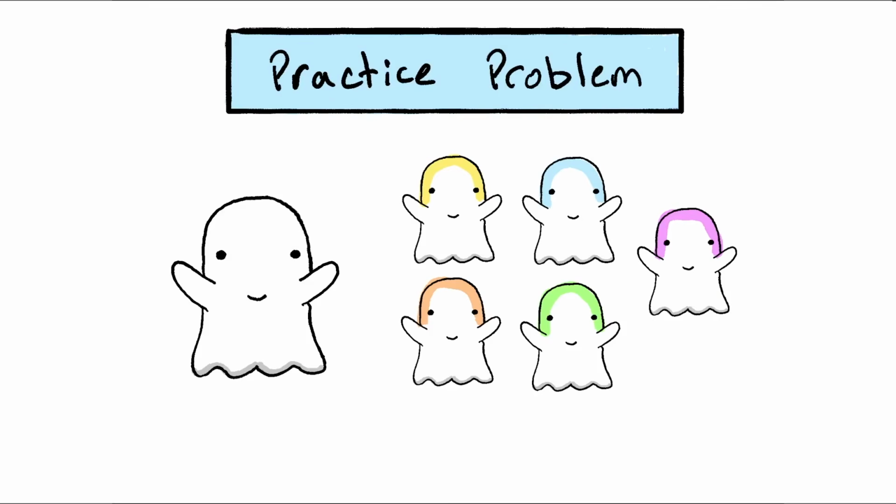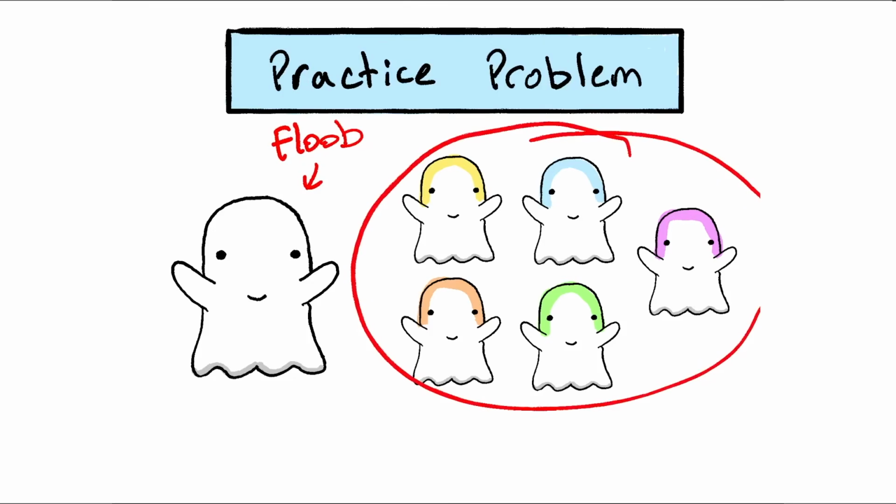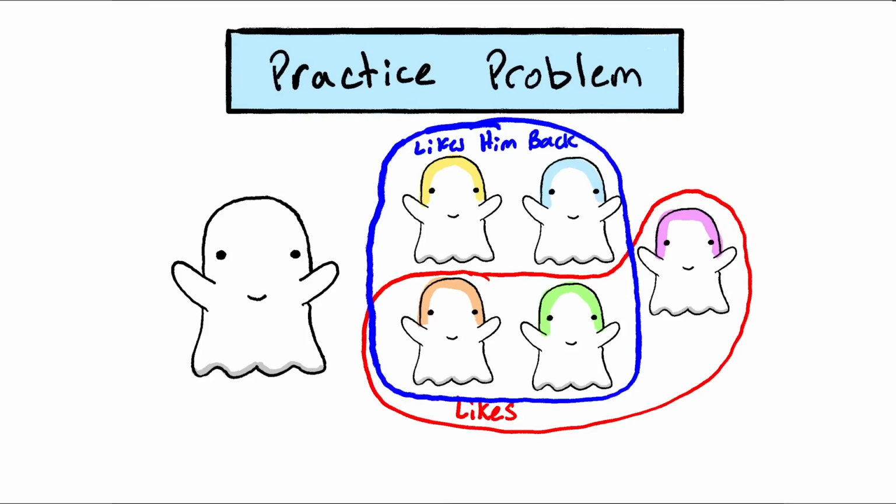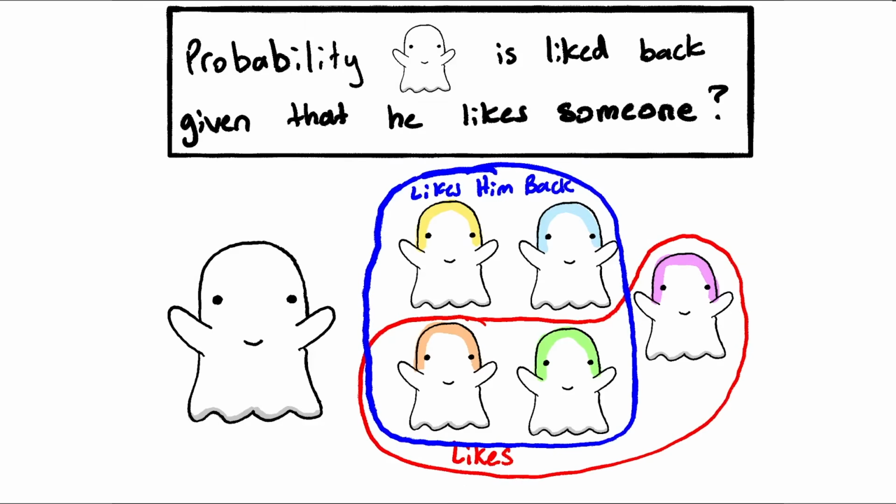So let's try a practice problem. So let's say our friend, let's call him Floob, right here is hanging out with a group of girls, and he likes only a certain number of them, and only a certain number of them like him back. So let's say Floob likes these specific 3 girls, but only these 4 girls like him back. So our question is, what's the probability Floob is liked back given that he likes someone? See if you can figure this out.